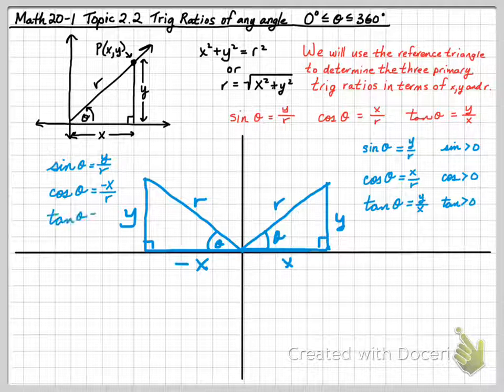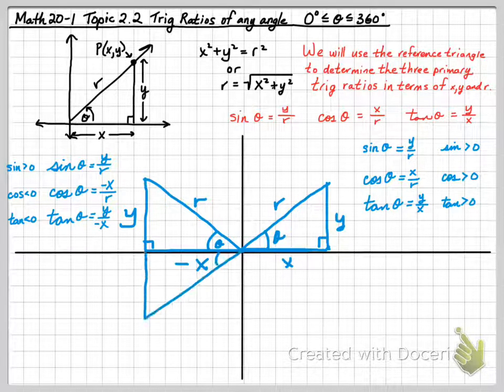In the second quadrant, the sine of the angle is y over r, cosine is negative x over r, and the tangent is y over negative x. So that tells me that the sine is going to be positive in this quadrant, cosine will be negative, and tangent will be negative.